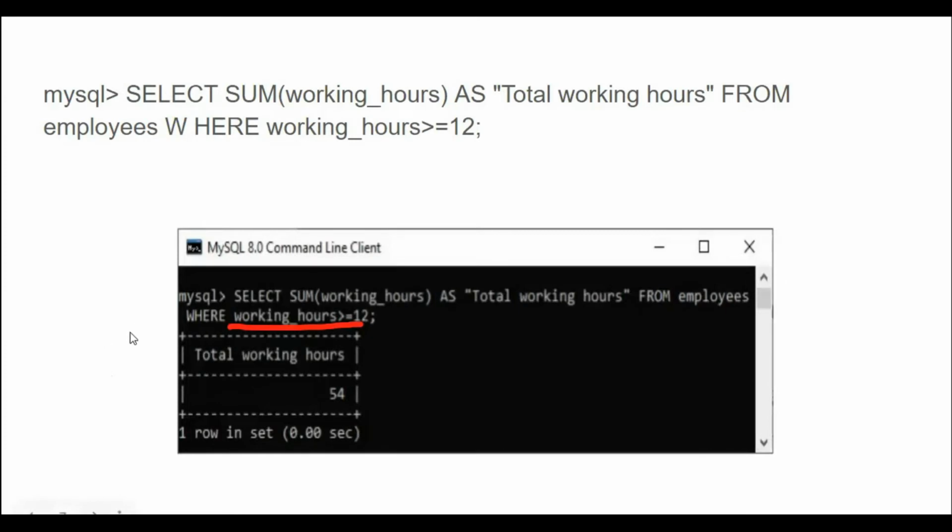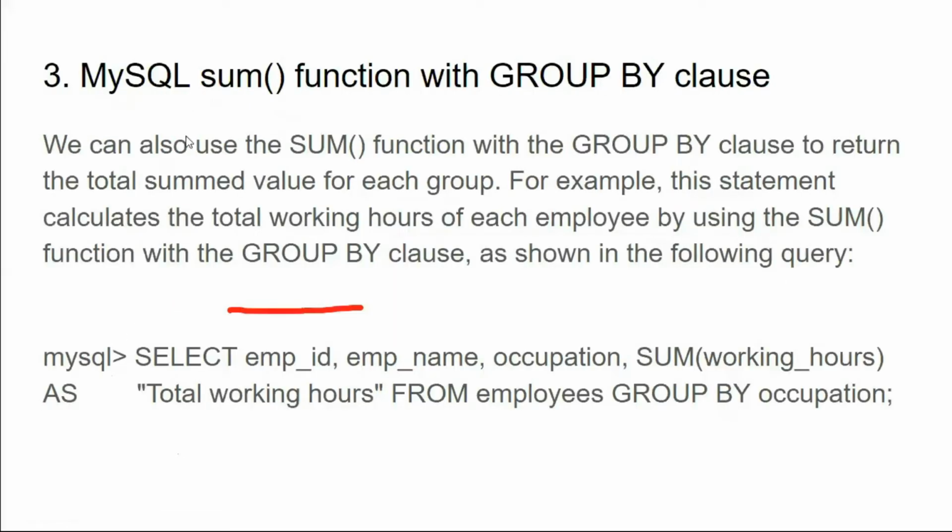The next thing is that we can also use the SUM function with GROUP BY to return the total sum value for each and every group. So this can be applied for each and every group also. For example, the statement calculates the total working hours of each occupation by using the SUM function with GROUP BY, as shown in the given query. For each occupation, I'm going to calculate the total number of working hours.